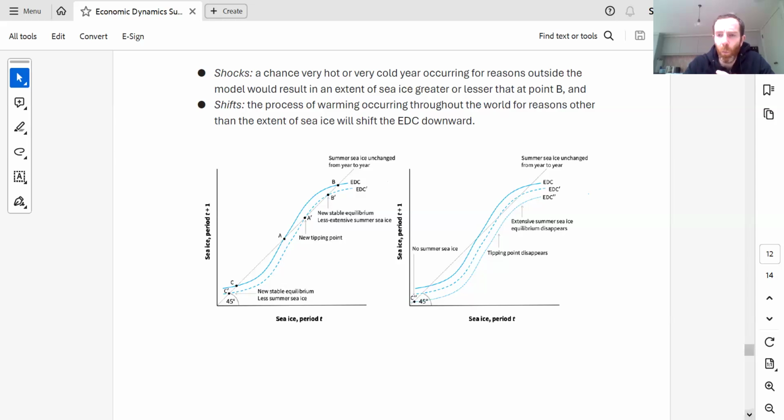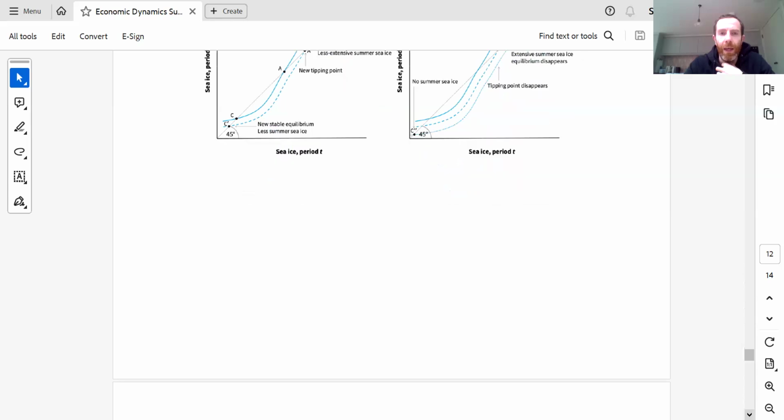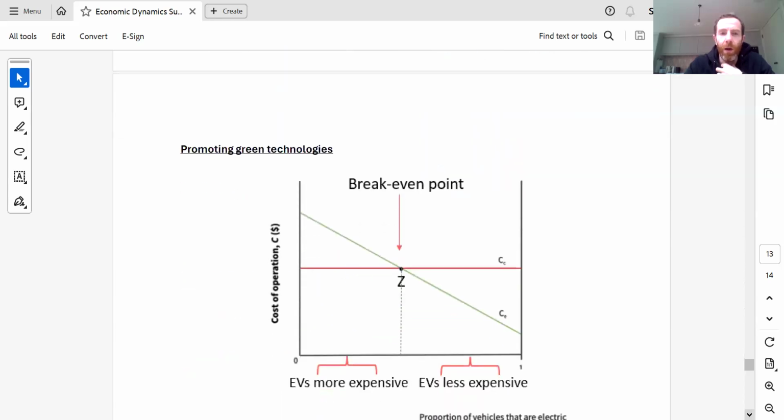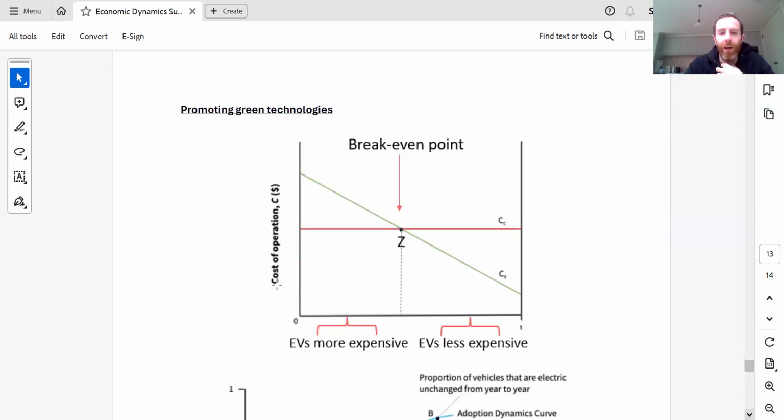So that's one use of this S-shaped dynamics curve in terms of climate change and the environment. The next one is to think about how we could use this S-shaped dynamics curve to think about increasing the rate of adoption of electric vehicles. So I will go on to that one next.